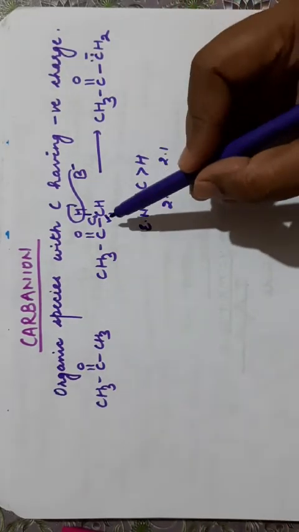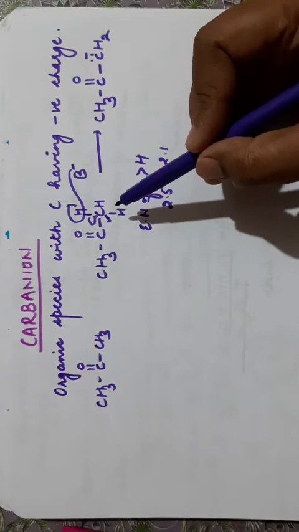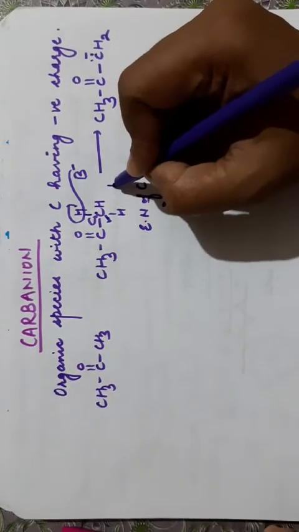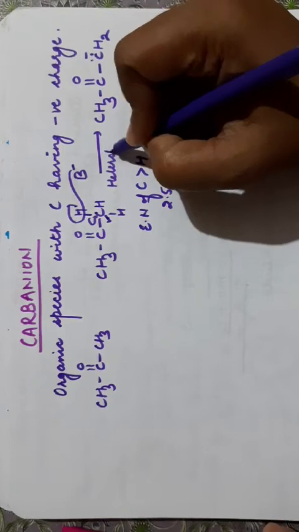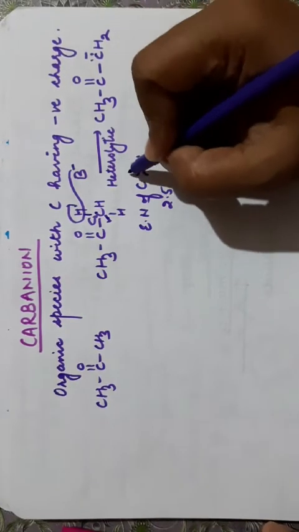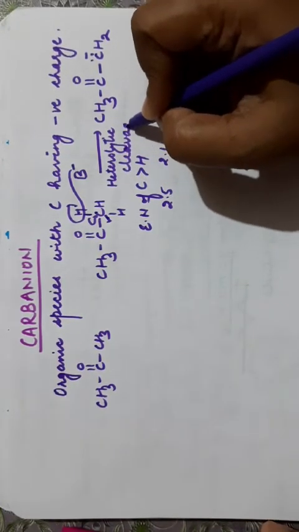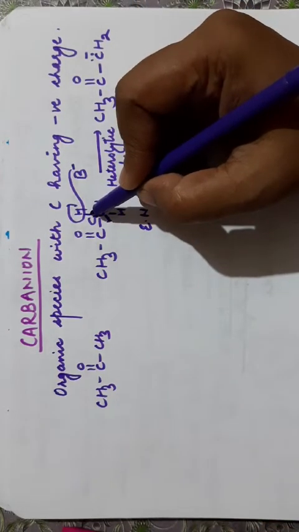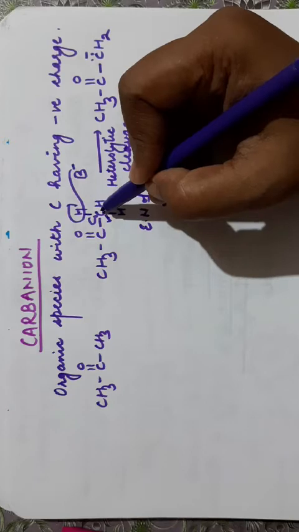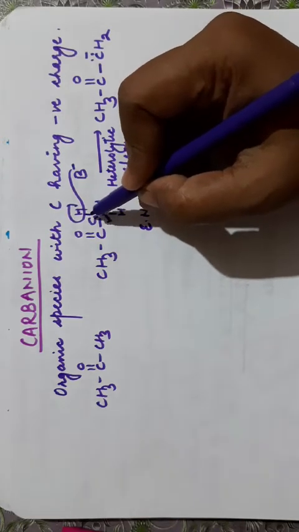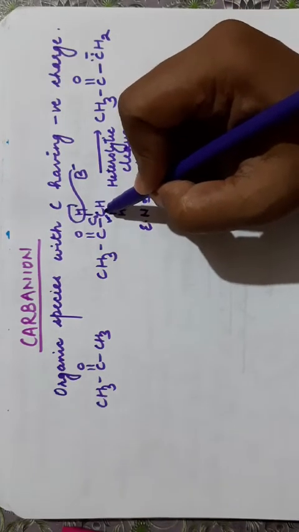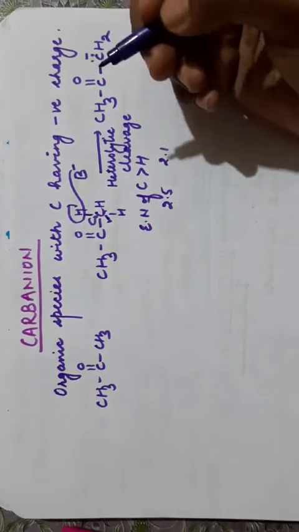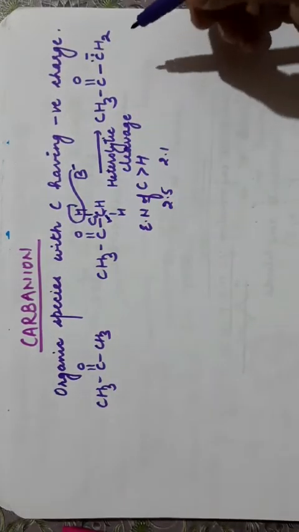They are formed when carbon is bonded to a less electronegative atom and heterolytic cleavage of the bond takes place. Heterolytic cleavage means the bond breaks in such a way that both the bond pair electrons go to the carbon atom. So when both the electrons go to carbon, it will acquire a negative charge and the other atom will be removed as a positive ion. So in this way the carbanions are formed.